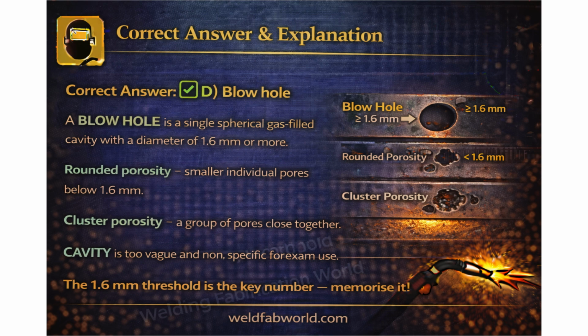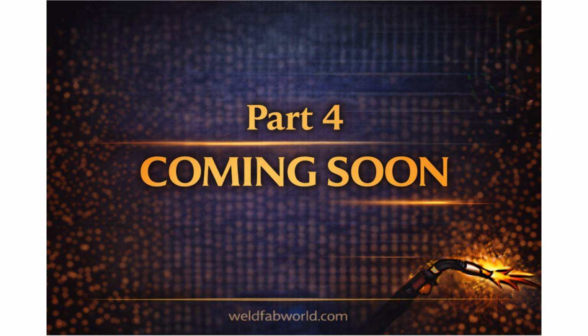Answer. D. Blowhole. Explanation. A blowhole is a single spherical gas-filled cavity with a diameter of 1.6 mm or more. Rounded porosity equals smaller individual pores below 1.6 mm. Cluster porosity equals a group of pores close together. Cavity is too vague and non-specific for exam use. The 1.6 mm threshold is the key number, memorize it. And that is every question from CSWIP 3.1 Model Paper 3, all done.